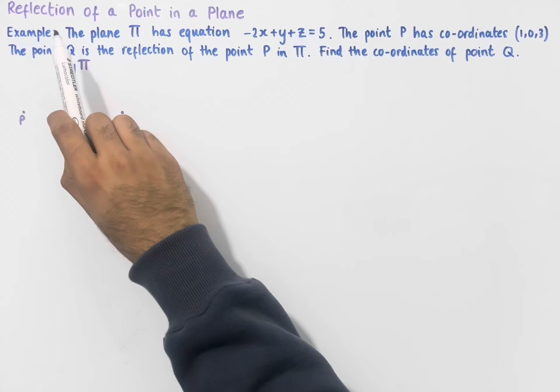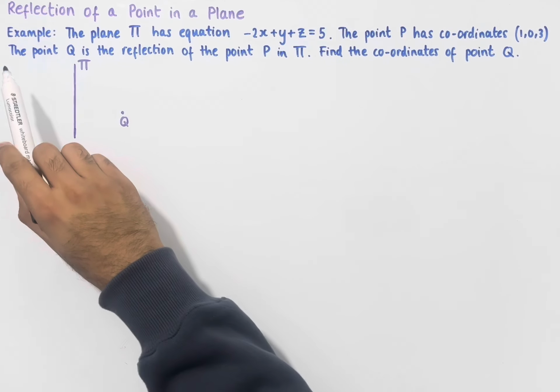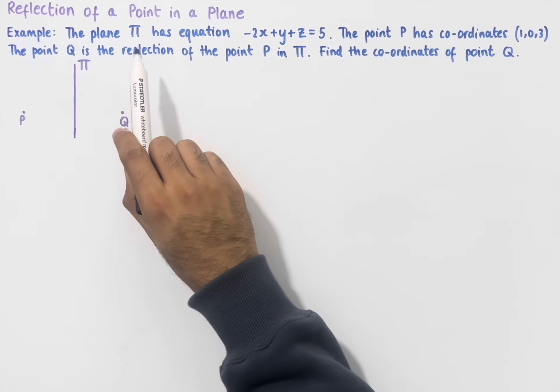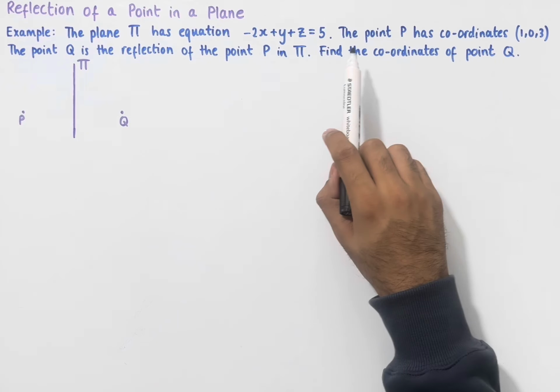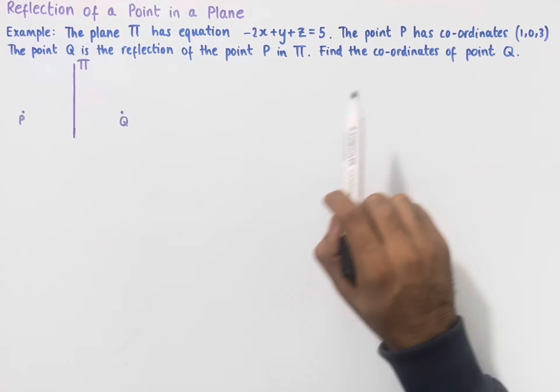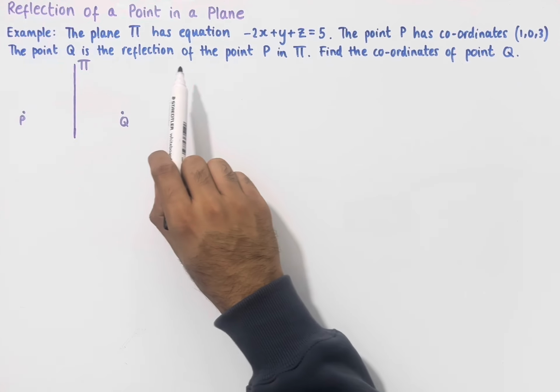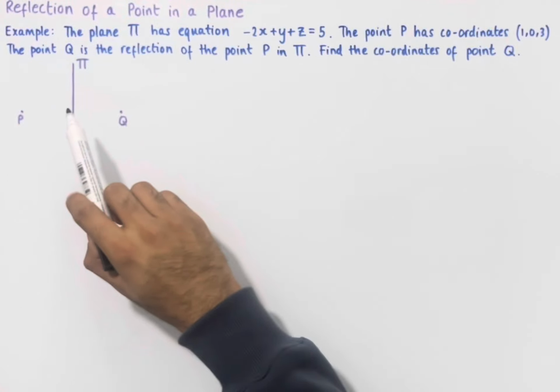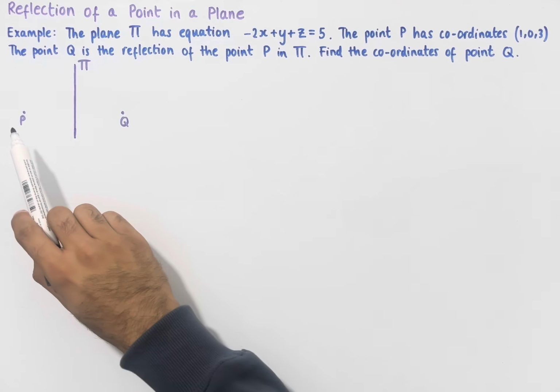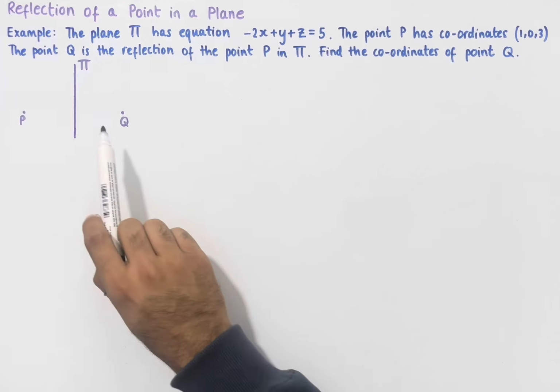Let's look at the reflection of a point in a plane. The example says the plane capital Pi has equation minus 2x plus y plus z equals 5. The point P has coordinates 1, 0, 3. The point Q is the reflection of the point P in the plane. Find the coordinates of point Q. And here is a side view of the plane with the point P and its reflection, point Q.